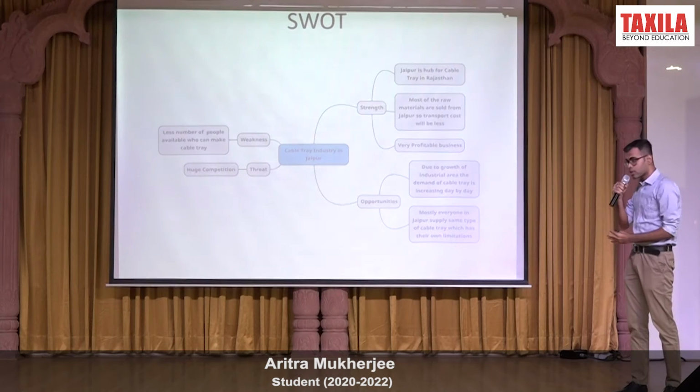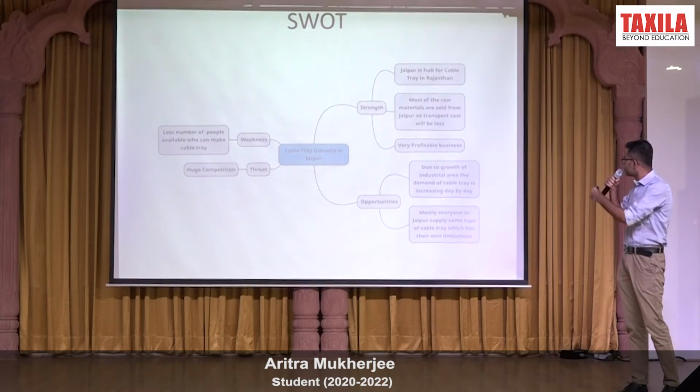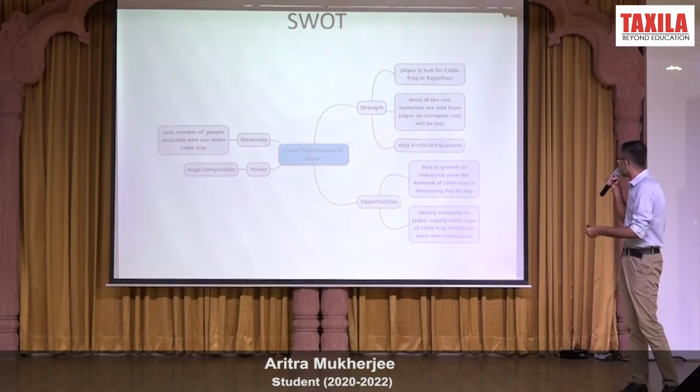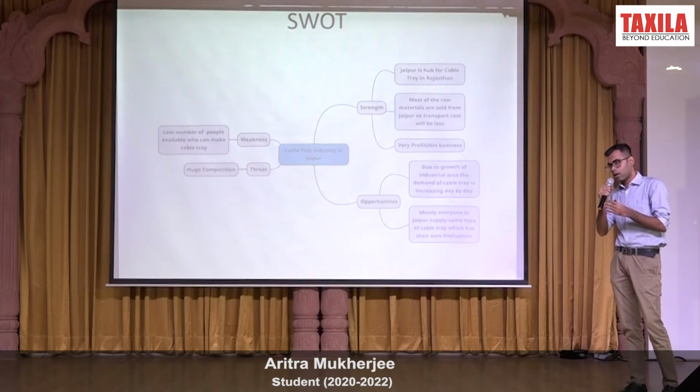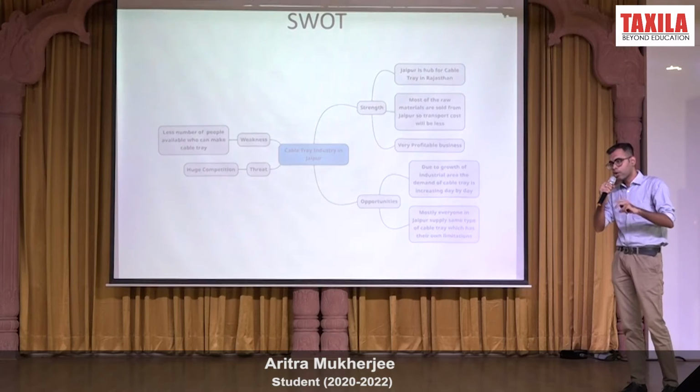The strength is that Jaipur is the hub of cable tray, so the requirement is huge, and it is growing day by day. So if you set up a cable tray industry here, it will be profitable. Next, most of the raw materials are sold in Jaipur, so transport cost will not be that much, because obviously if you are transporting from somewhere else, it will be more. Third, it is a very profitable business, because the worker cost is not that much and the cost price is also not that high, so per unit you will get more profit here.